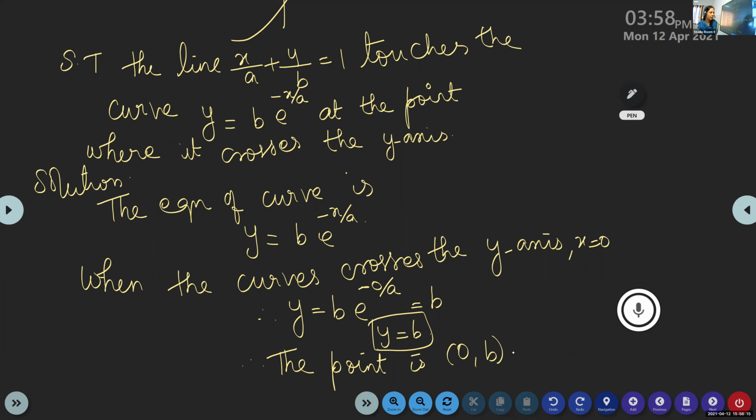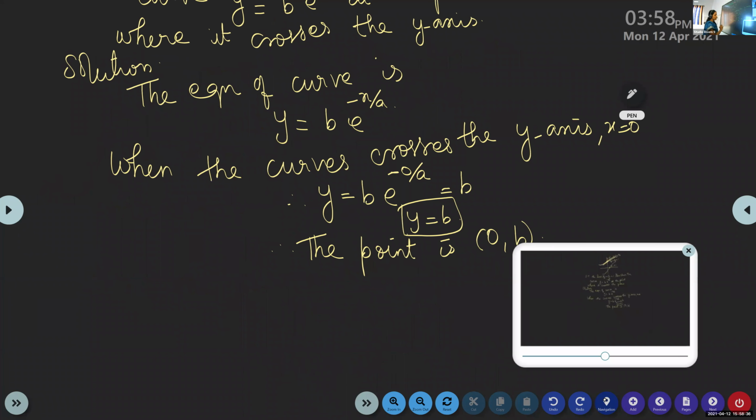Aparna? Aditya? Yes, ma'am. How are we getting this point? It crosses the y-axis. When it cuts the y-axis, the x coordinate will be 0. You put x is equal to 0 in the equation of the curve and we get the point. Once we get the point, we can find the equation of the tangent.